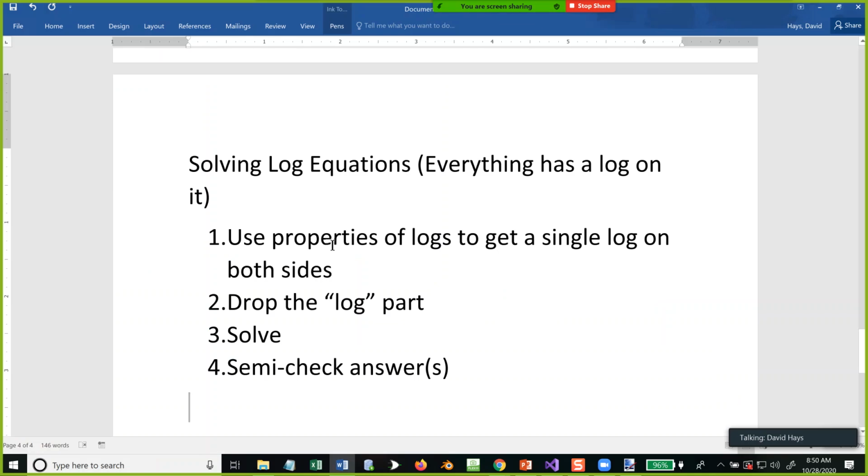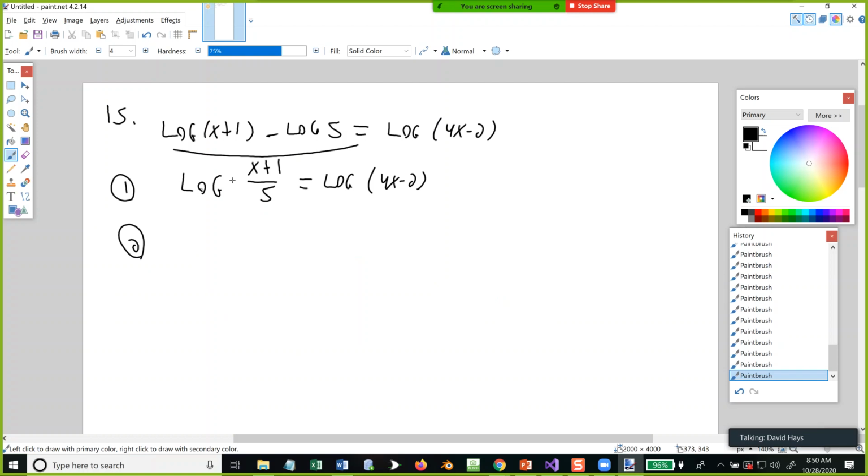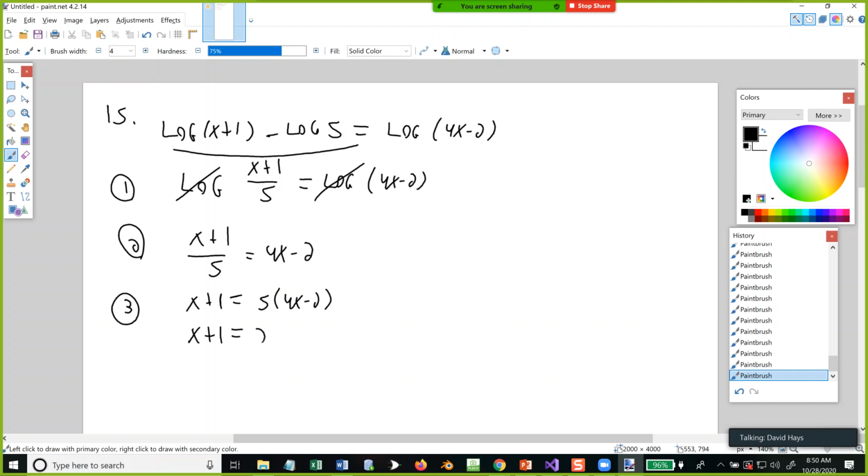Step 2, after you have a single log on both sides, you drop the log part, no matter what the base is. So it's like the logs cancel. So we got (x plus 1) over 5 is equal to 4x minus 2. And then we want to solve this. So we're going to multiply both sides by 5. So we get x plus 1 equals 5 times 4x is 20x. 5 times negative 2 is negative 10.